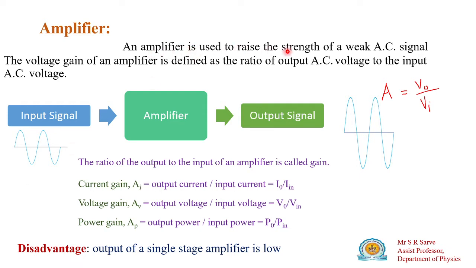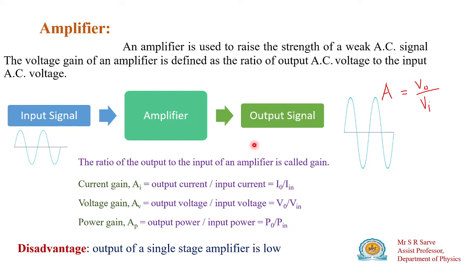So what is an amplifier? An amplifier is used to raise the strength of a weak AC signal. There are amplifiers which amplify AC as well as DC signals, but we have to study only AC signal amplification. This amplifier has different gains. The current gain is the ratio of output current to input current. The voltage gain is the ratio of output voltage to input voltage. Similarly, the power gain is the ratio of output power to input power.